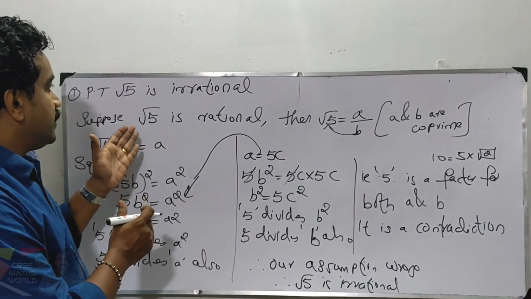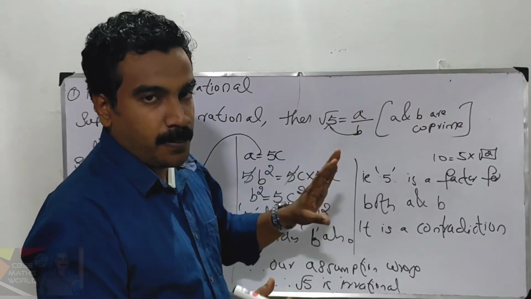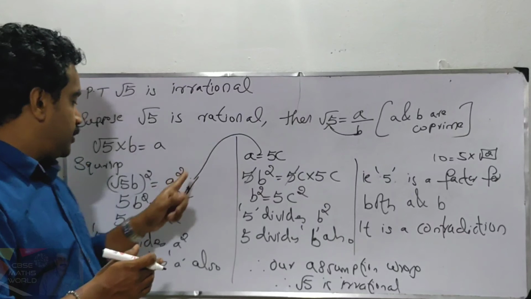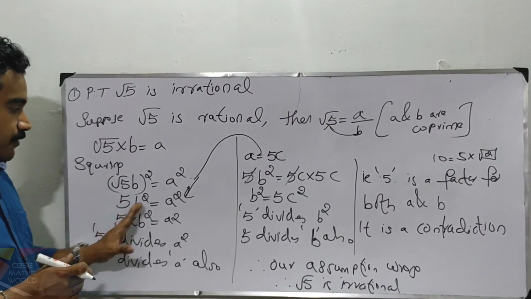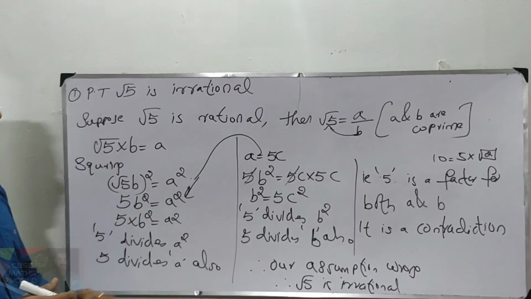Once again I am explaining. Suppose root 5 is rational, then root 5 you can write a by b, where a and b are co-prime, that is, nothing common for a and b. Then bring this b to here, that is root 5 b equal to a. Squaring on both sides you will get 5b square equal to a square. Then 5 divides a square, so 5 divides a also. That is, 5 is a factor of a.